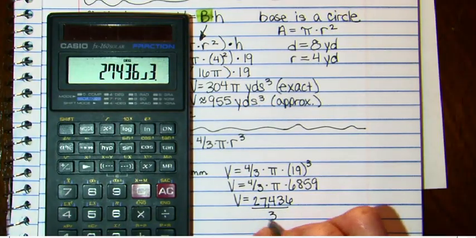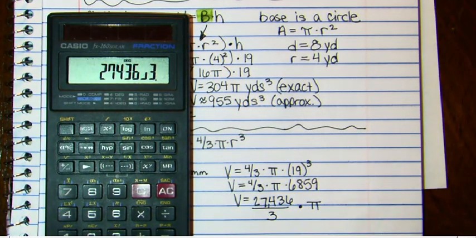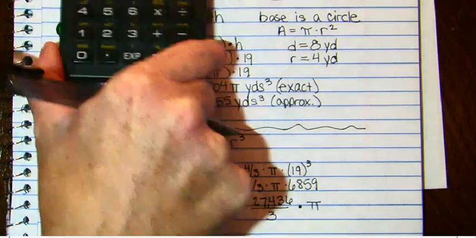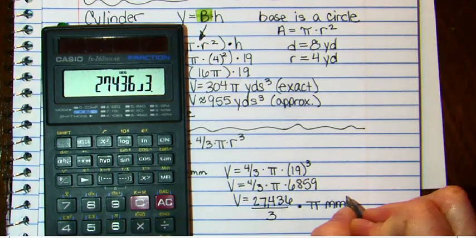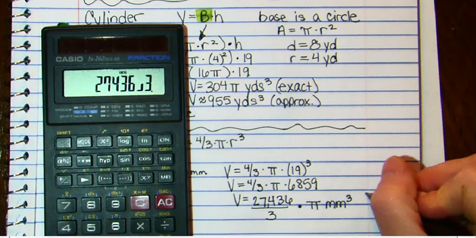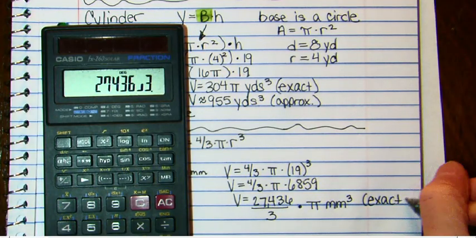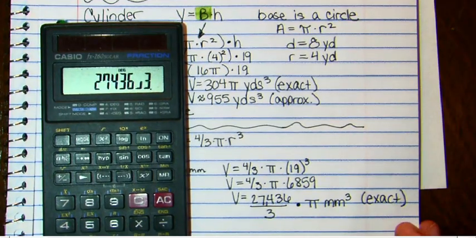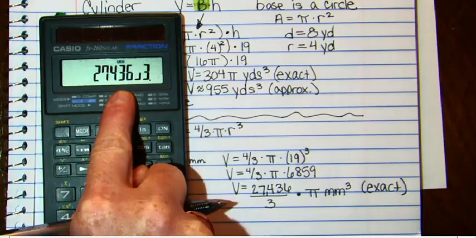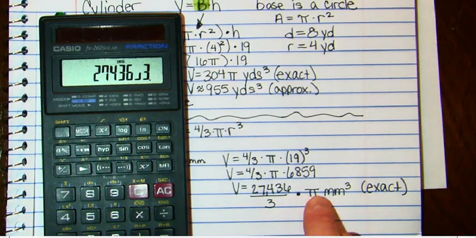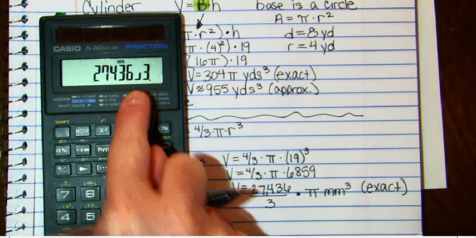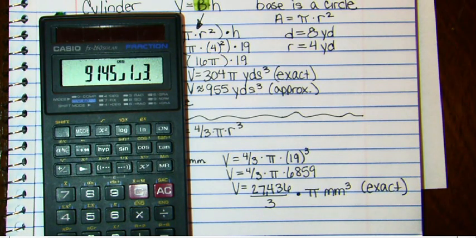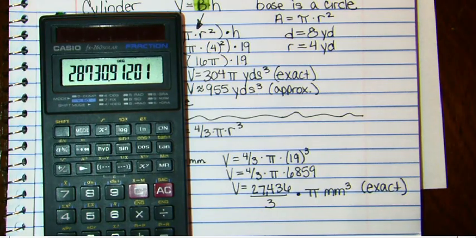27,436 over 3 times pi. And that would be our exact answer. And we would put our units, which were millimeters. So we're going to put millimeters cubed. And that would be your exact response. Now, if I asked you to round it, which you'll see happen also, that just means we're going to take this improper fraction and we're going to times it by pi. So 27,436 over 3 times, put your pi button in and press equals.